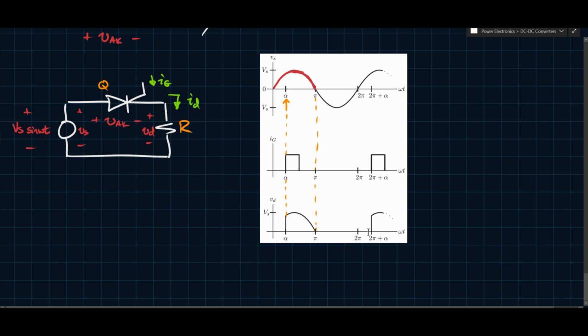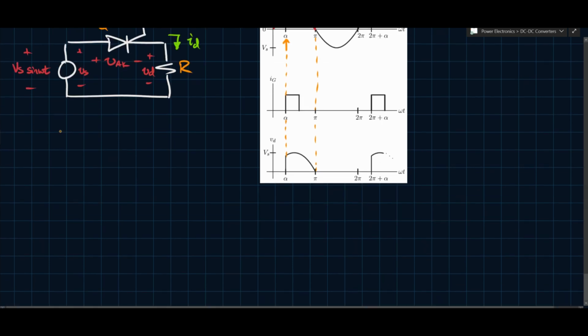And then in the next cycle, you'll have another pulse applied at 2 pi plus alpha, which is just alpha shifted by one period. So every period you would have a pulse like this, and every period you would have this repeating waveform. So alpha we call the firing angle. Okay, so alpha is called the firing angle.